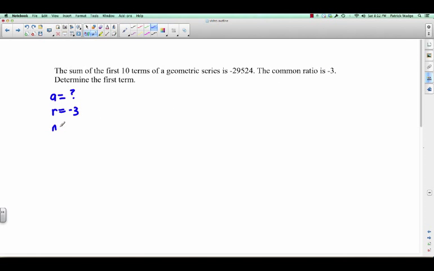Do we know n, how many terms we're interested in? Yes, we're interested in 10 terms. Do we know what the 10th term is? So, instead of tn, I'll put t10.